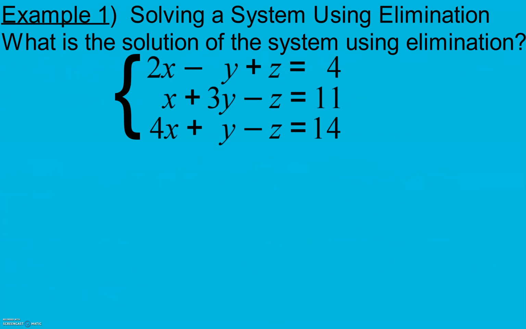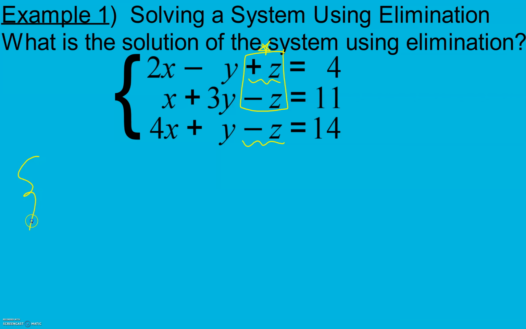In example 1, we're going to find the solution of the system using elimination. So if I look here, I have 3 equations with 3 variables, and the variable that looks like it's going to be easiest to eliminate is going to be my z's. If I look, I can match these 2 together and they'll eliminate. And if I take this equation with my top equation, my z's will eliminate as well.